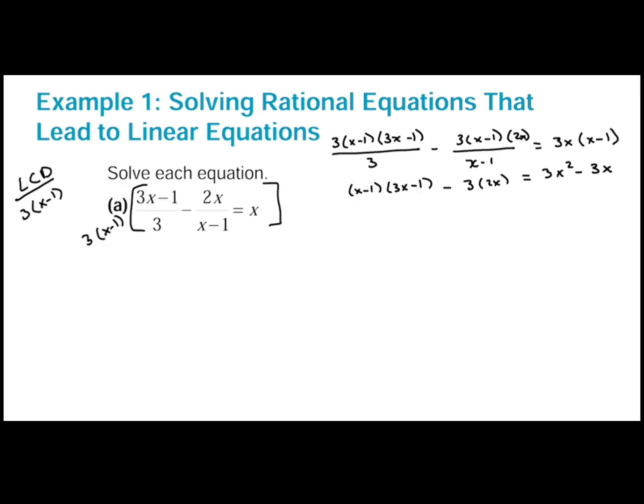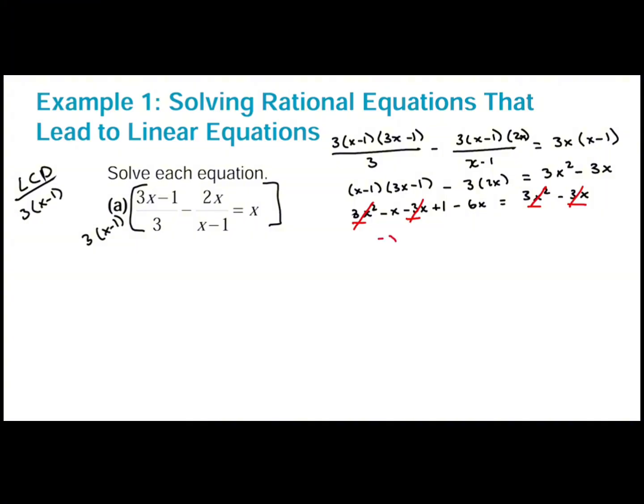So now we're going to do the FOIL method. So it's going to be 3x squared, then minus x, then minus 3x, then plus 1, then minus 6x is equal to 3x squared minus 3x. Now, I'm going to change colors because I have a 3x squared on this side and a 3x squared on this side, and I have a negative 3x on this side and a negative 3x on this side. All of these cancel.